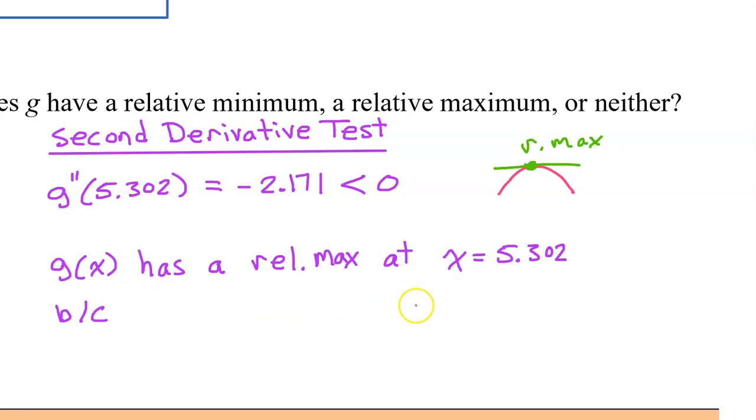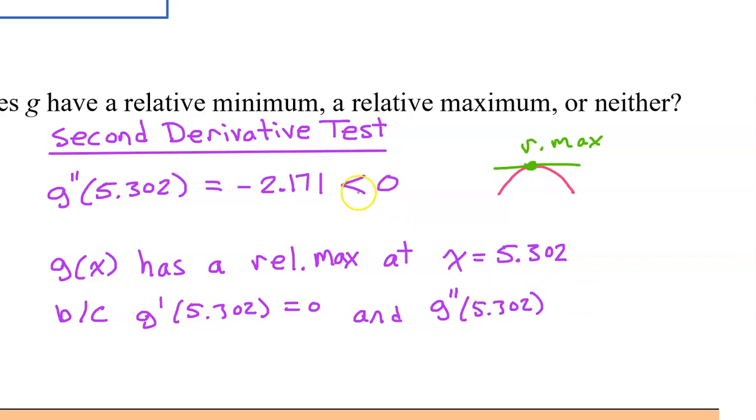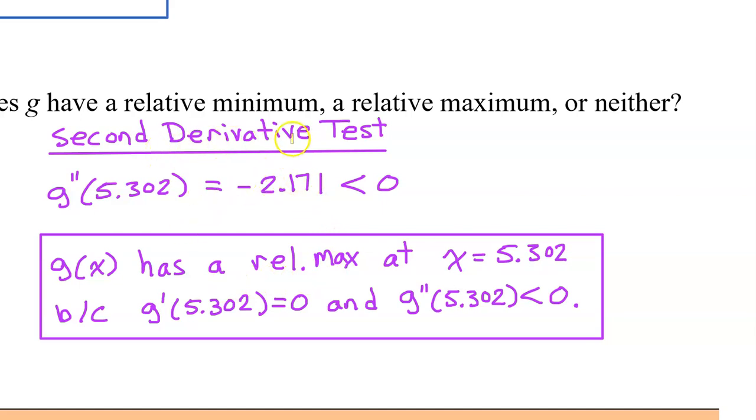When you write your summary and justification for the second derivative test, it has to be written in a very specific way. We will say g of x has a relative max at x equals 5.302 because, and you must say two things here, the first part is that you must say that g prime at 5.302 is equal to 0. And now here comes the second derivative. G double prime at 5.302 is less than 0. Again, when you use the second derivative test to identify a relative max or a relative min, make sure your justification includes both of these parts.